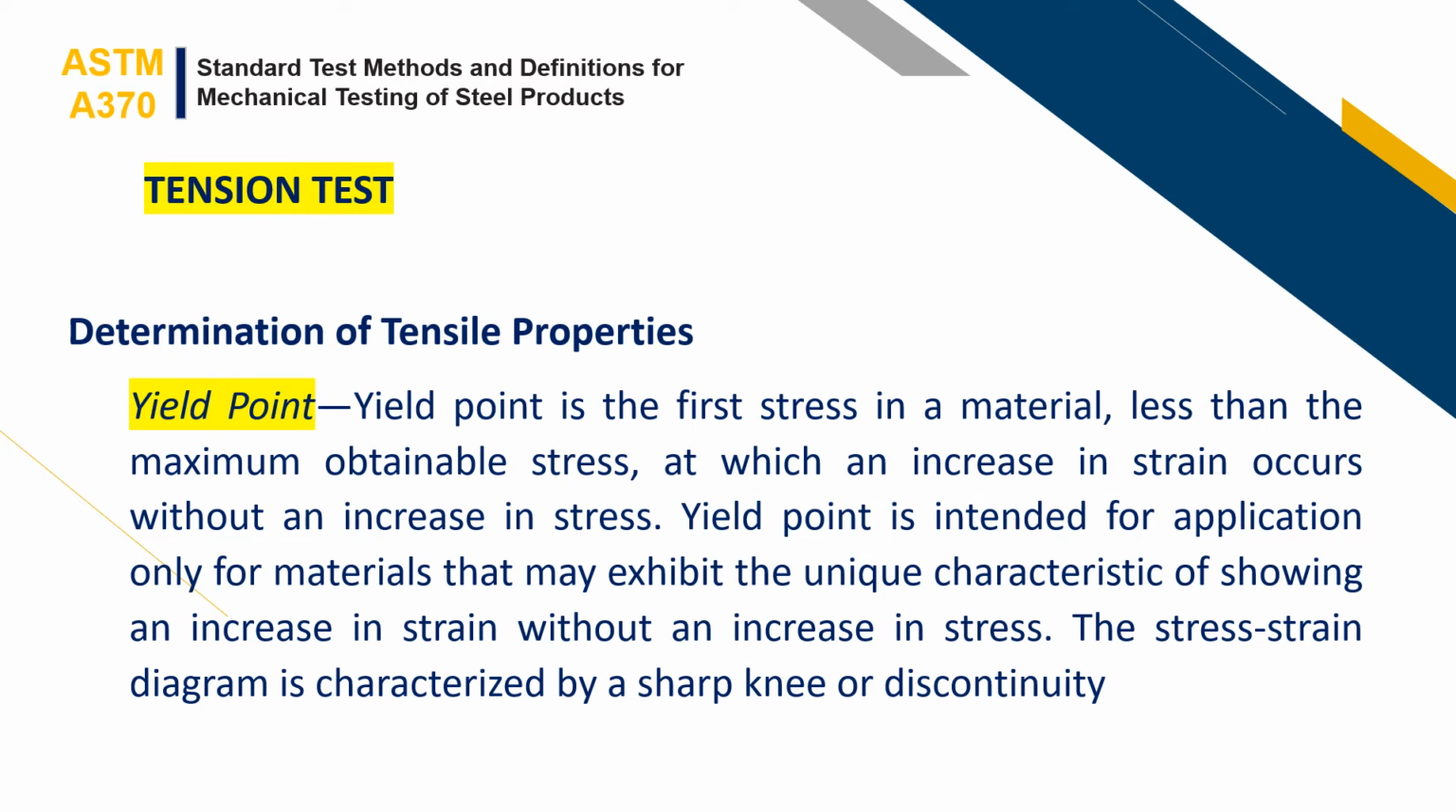Now we go to determination of tensile properties. First under that is the yield point. Yield point is the first stress in a material, less than the maximum obtainable stress, at which an increase in strain occurs without an increase in stress. Yield point is intended for application only for materials that exhibit the unique characteristic of showing an increase in strain without an increase in stress. The stress-strain diagram is characterized by a sharp knee or discontinuity.